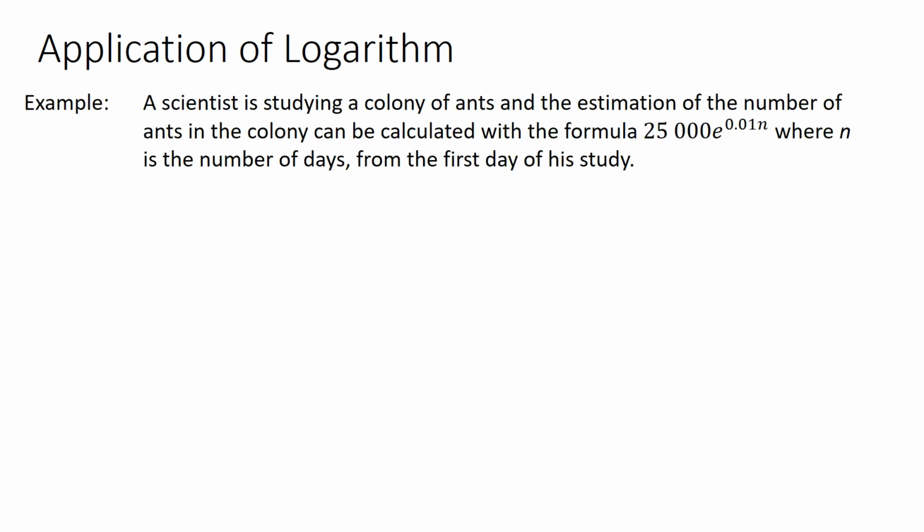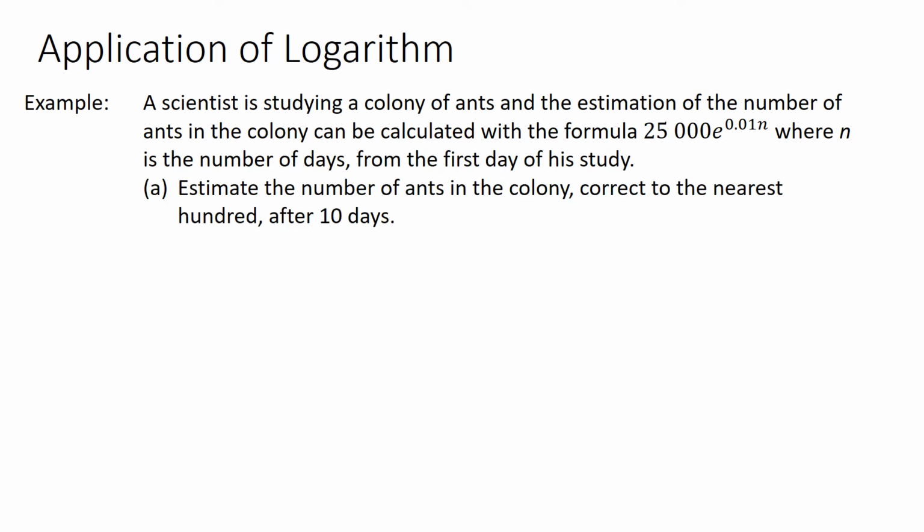Application of logarithm. The example. A scientist is studying a colony of ants, and the estimation of the number of ants in the colony can be calculated with the formula 25,000 times e to the power of 0.01n, where n is the number of days from the first day of his study. A. Estimate the number of ants in the colony correct to the nearest 100 after 10 days.